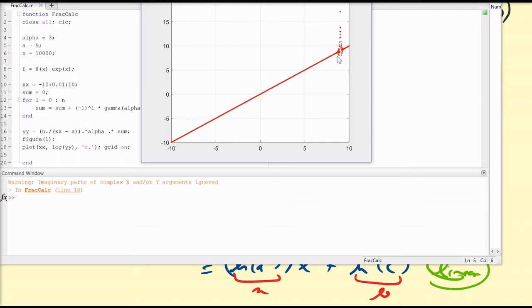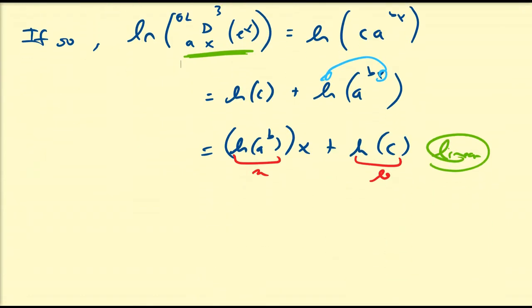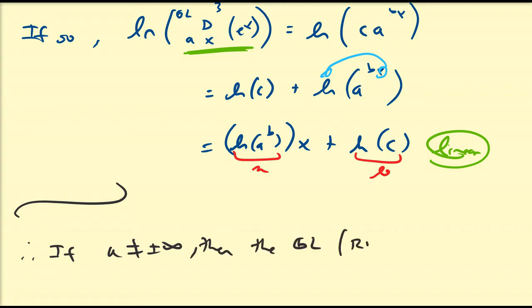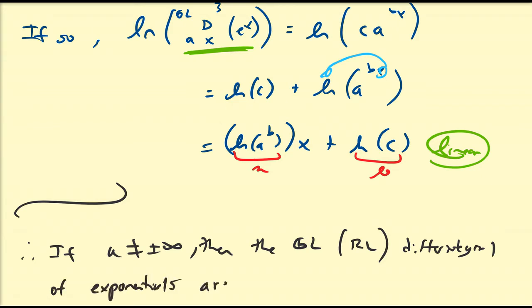So with this analysis, we can get the following conclusion. Therefore, if a is not equal to plus or minus infinity, then the GL, moreover the Riemann-Liouville differintegral of exponentials are not exponentials.